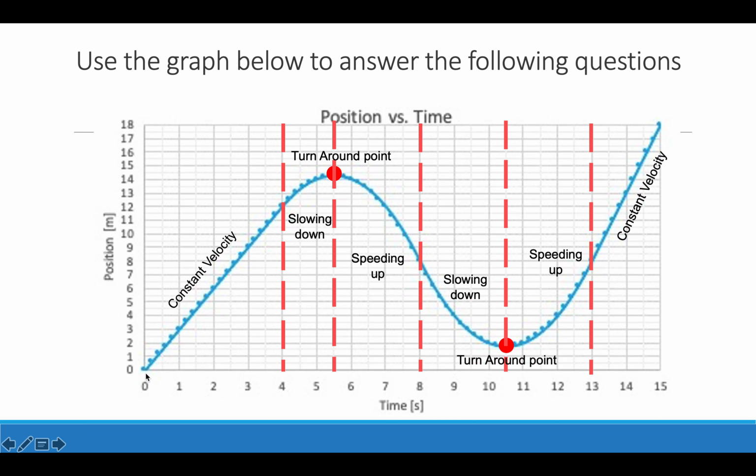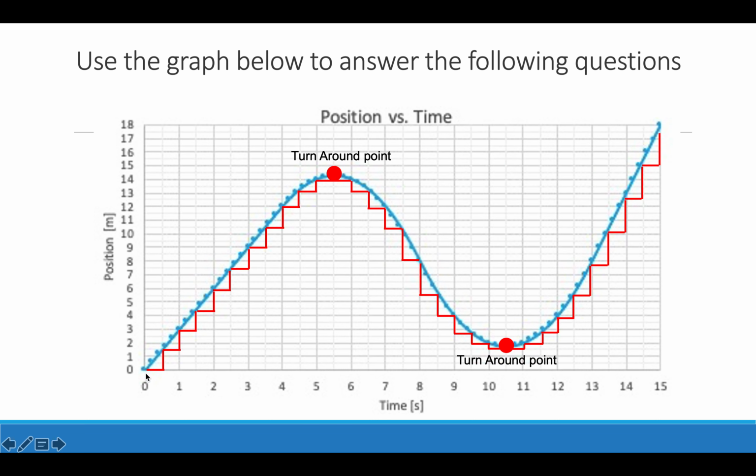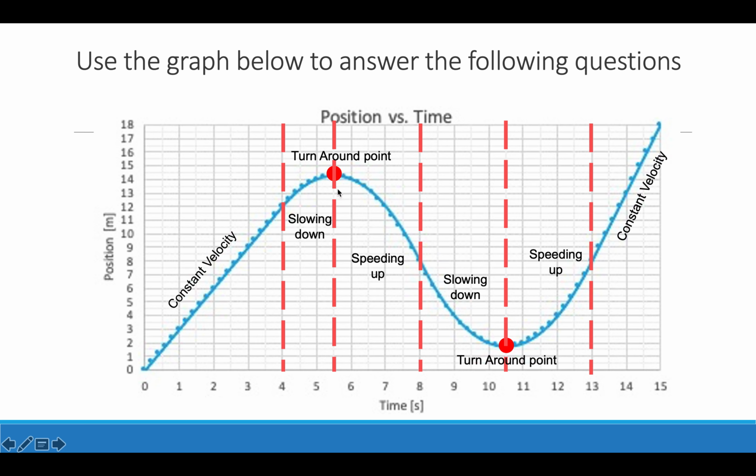Anytime the slope of a position versus time graph is positive, that means the object is moving in the positive direction. So between 0 and the first turnaround point, 5.5 seconds, that's a positive slope and the object would be moving in the positive direction. And that's also true between 10.5 seconds all the way up to 15. That's a positive slope, and therefore that would be the positive direction.